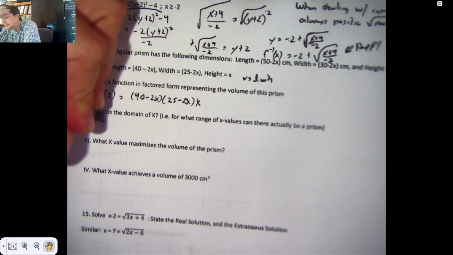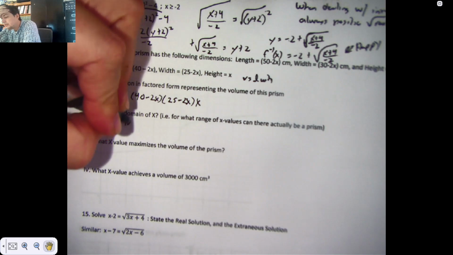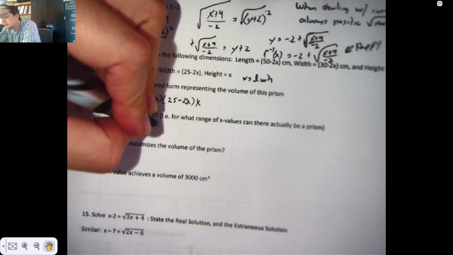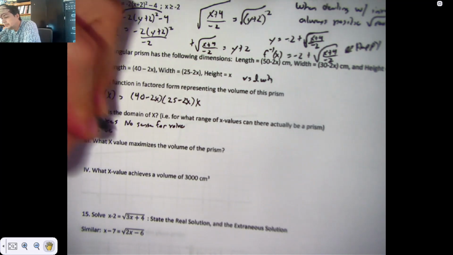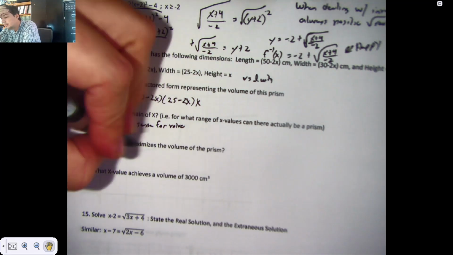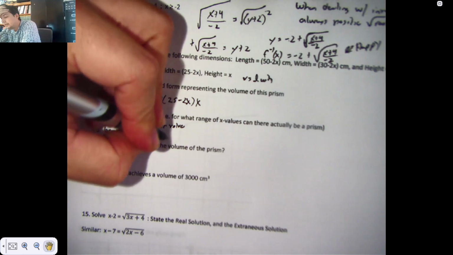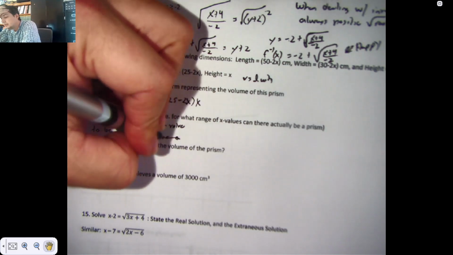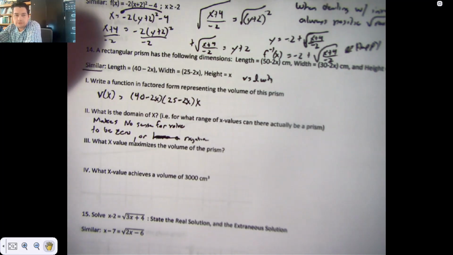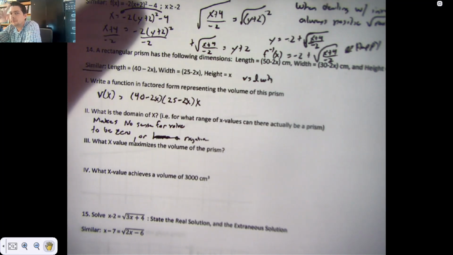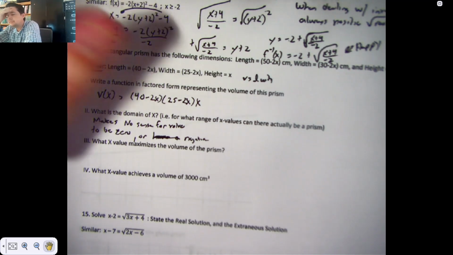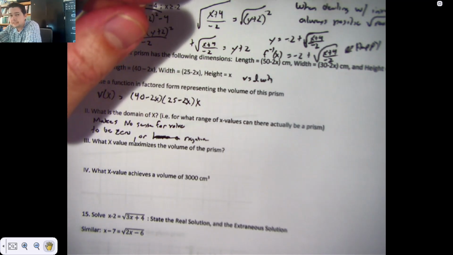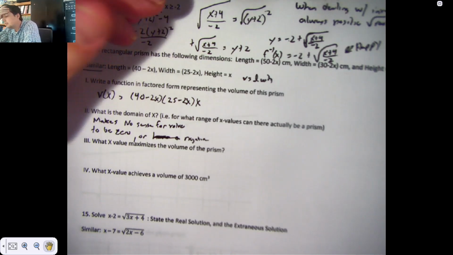It makes no sense for the volume to be 0 or have an x or negative. That might not even be possible on this question, but it might be. So why did I mention 0 or negative? All right, because it makes sense to talk about that.